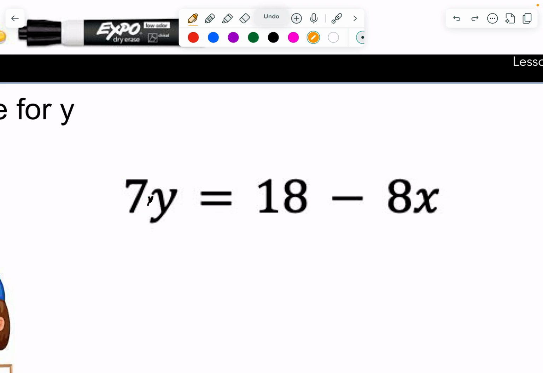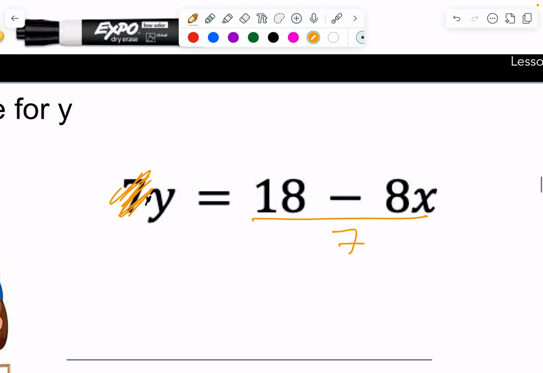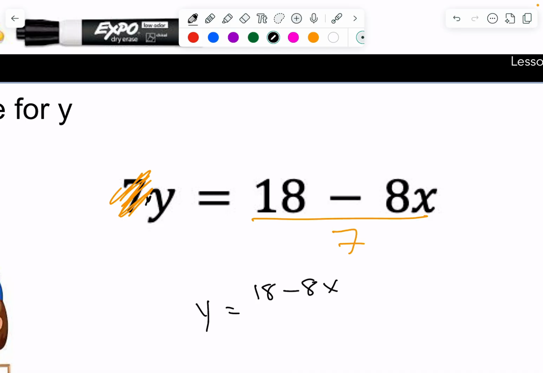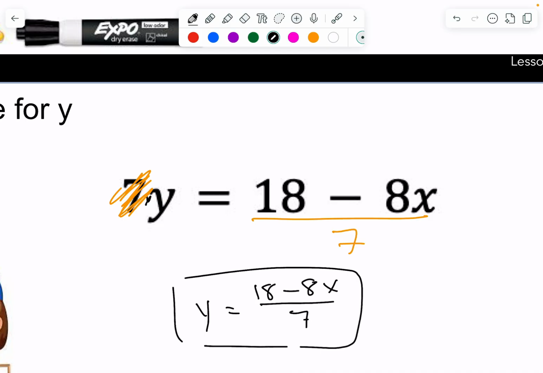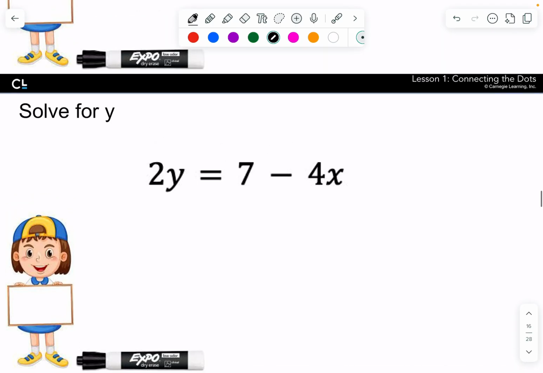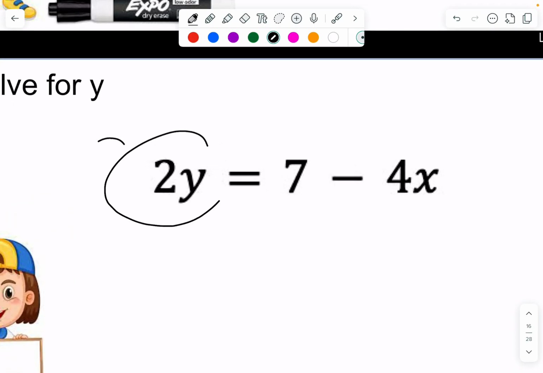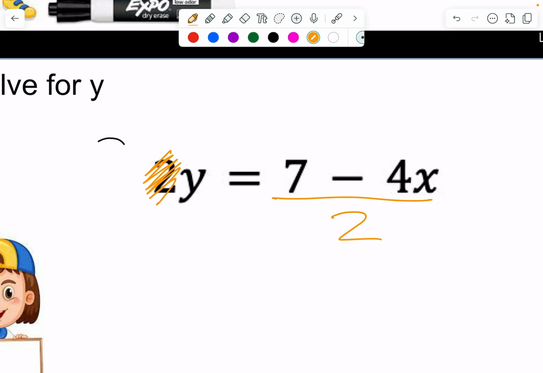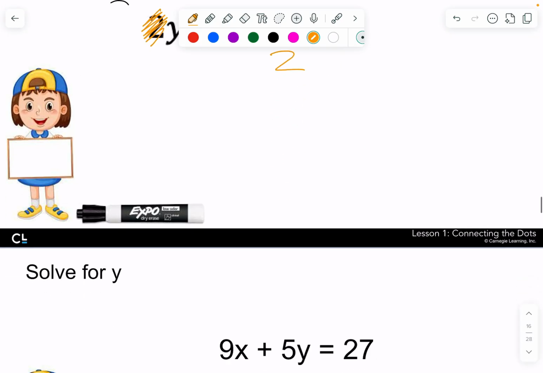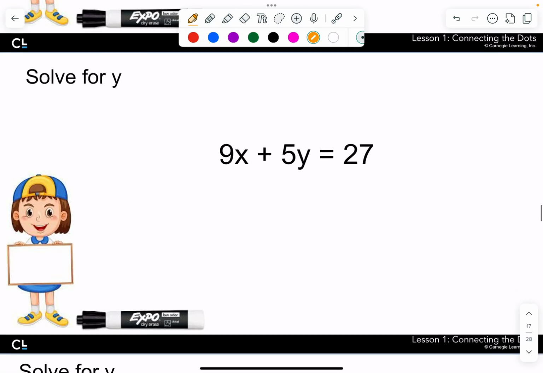I want to just divide by 7. So I'm going to divide by 7. And now we have y equals 18 over minus 8x over 7. That's what I would use for Desmos. Okay? Same thing here. My y is only with 2. That means I'm dividing by 2 and getting rid of this 2. Getting rid of it. Okay?